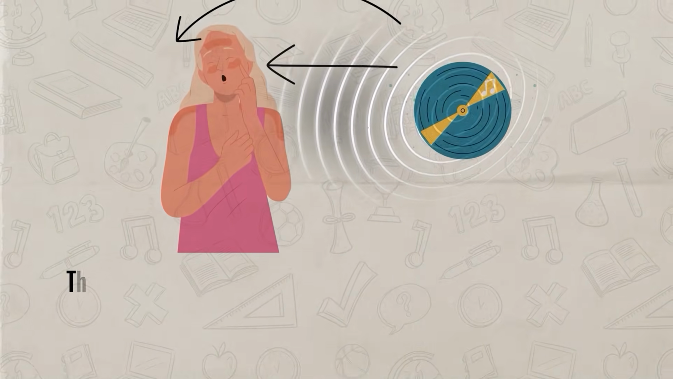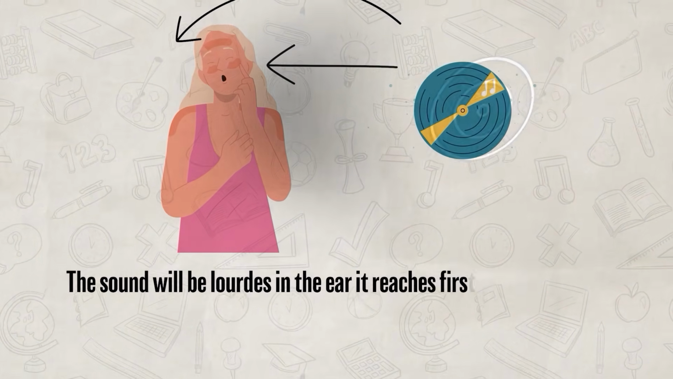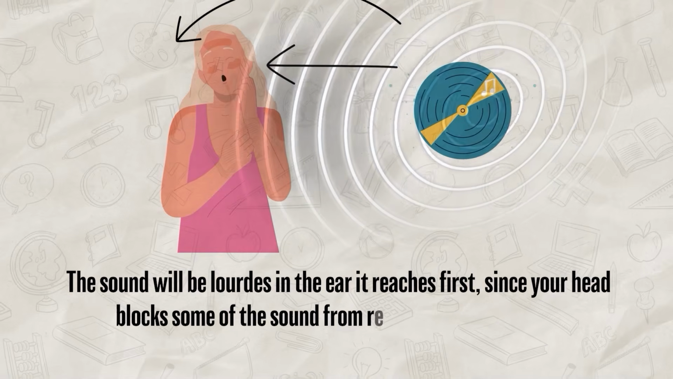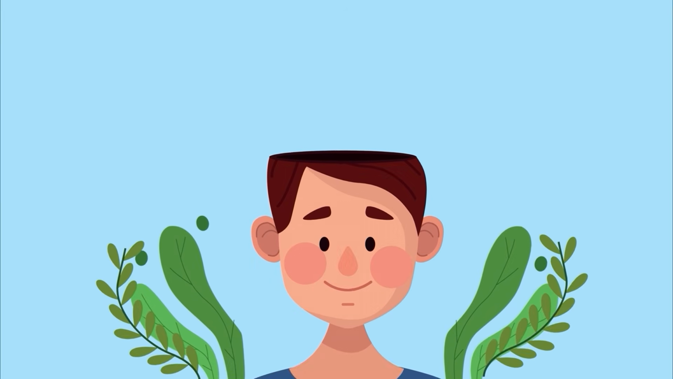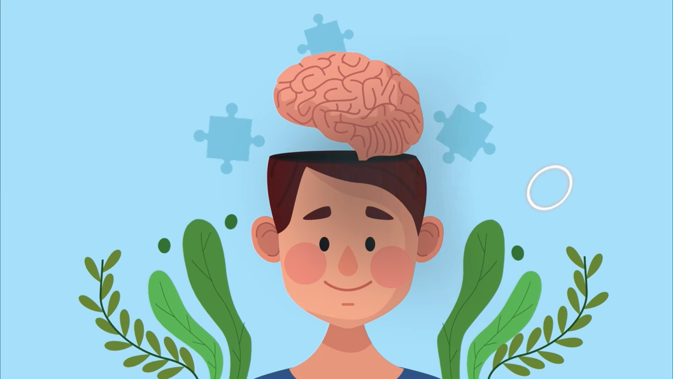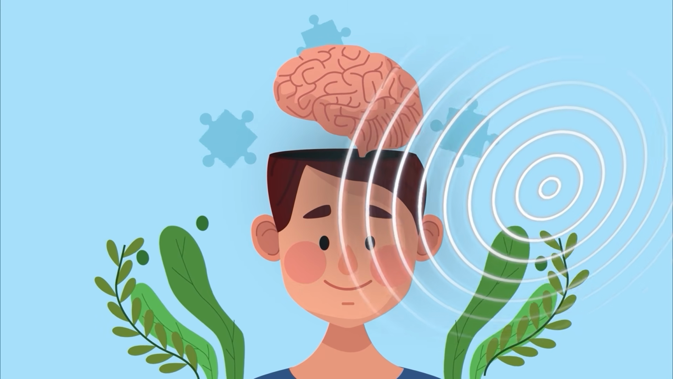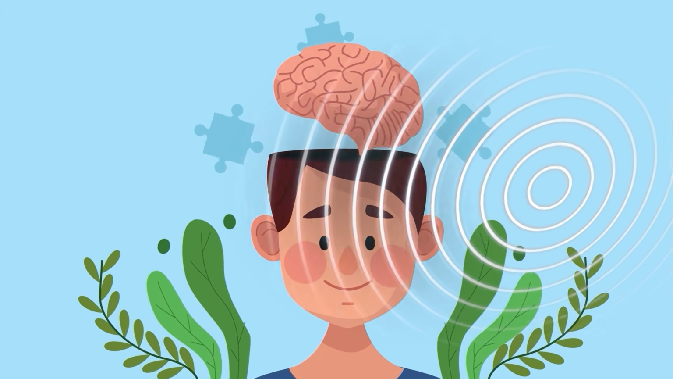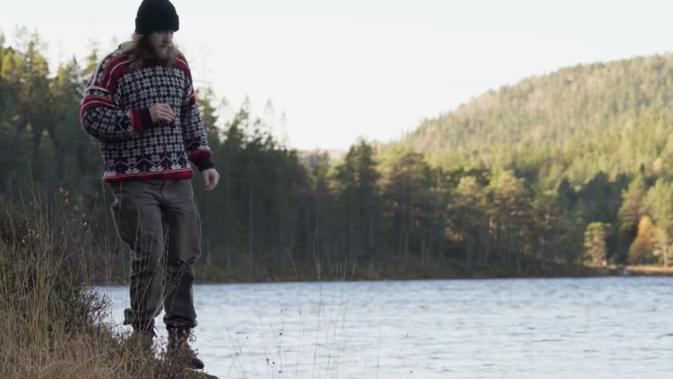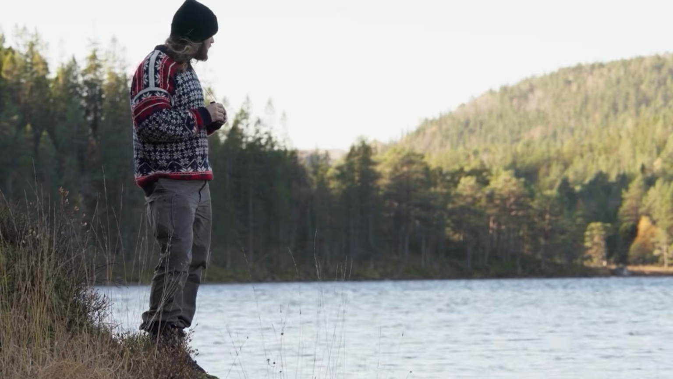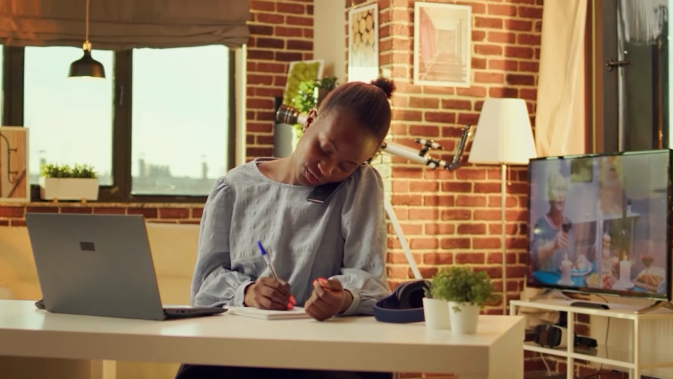Now, generally the sound will be the loudest in the ear that it reaches first, since your head blocks some of the sound from reaching the other side. This creates a volume difference, which your brain will also use to locate the source of the sound. Lastly, we can see that the shape of your head and outer ears help your brain actually figure out if the sound is coming from above, below, in front, or behind you. Sound localization helps us understand where sounds in our environment are coming from, and helps us complete our daily tasks and communicate effectively.